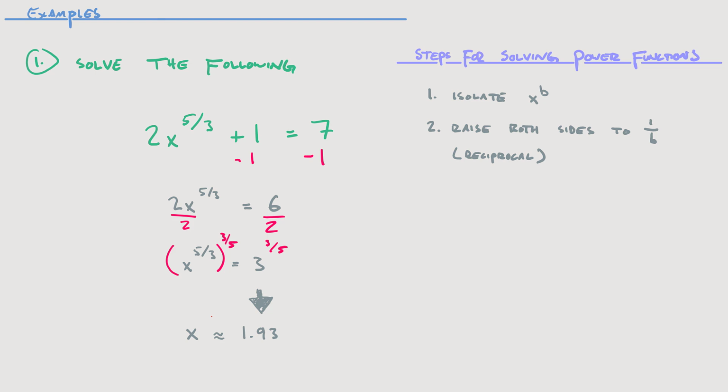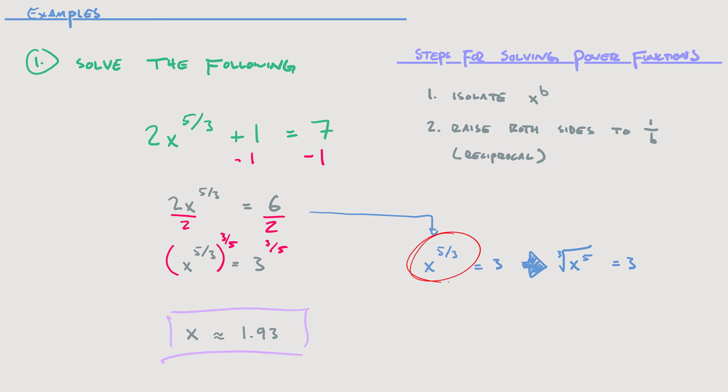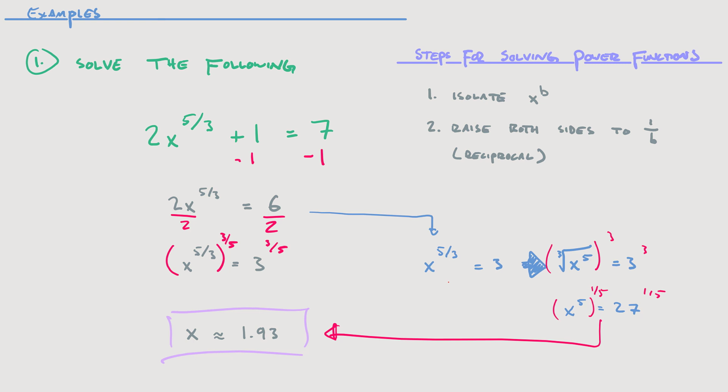The explanation for how that works, by the way, is when you have x to the 5/3 and that's equal to 3, you can rewrite this using radical notation. So x to the 5/3 is the same as the cubed root of x to the 5th. And then I had to cube both sides, which gives me x to the 5th is equal to 3 cubed, which is 27. Then you can take the fifth root of both sides or raise both sides to the 1/5, and you would again get back to 1.93.